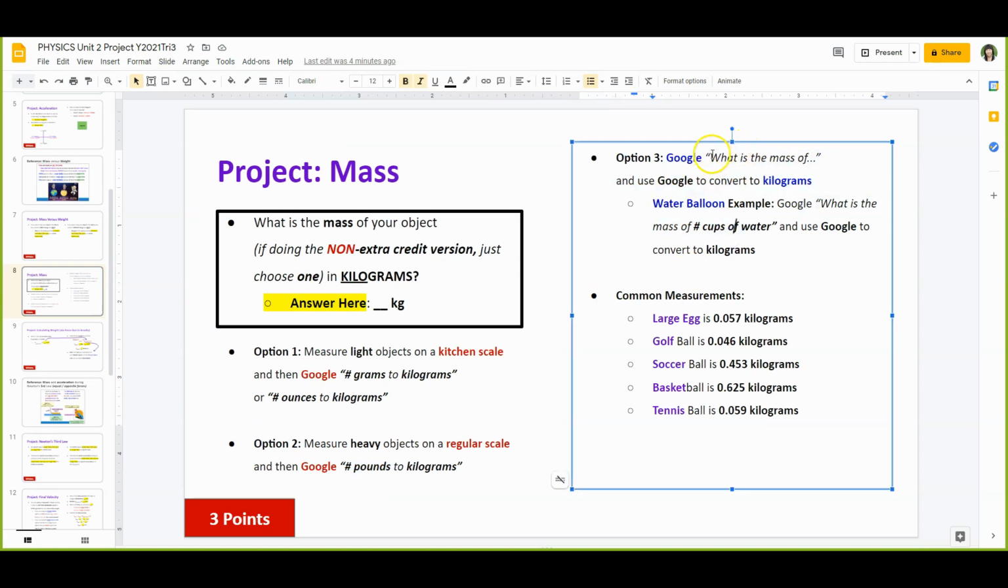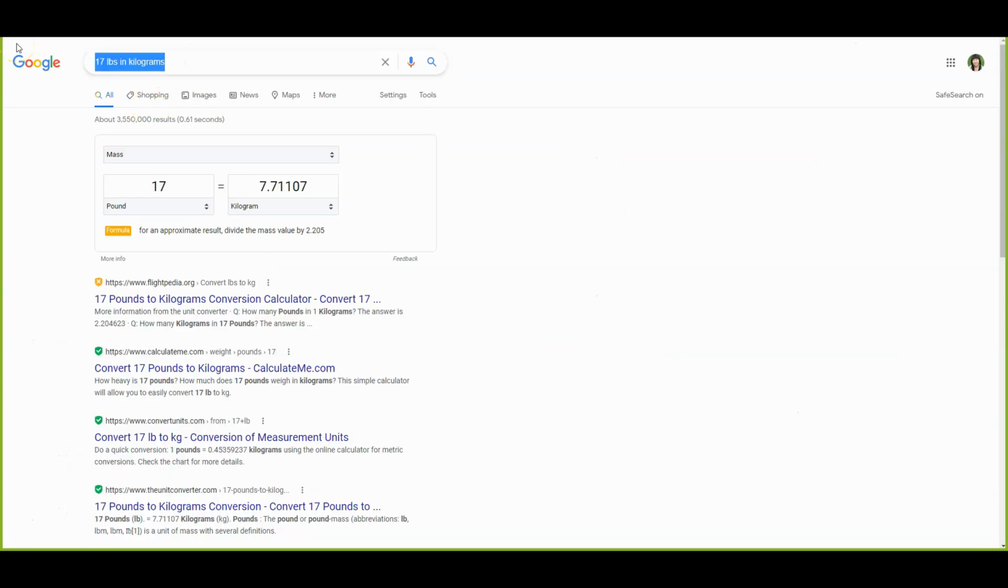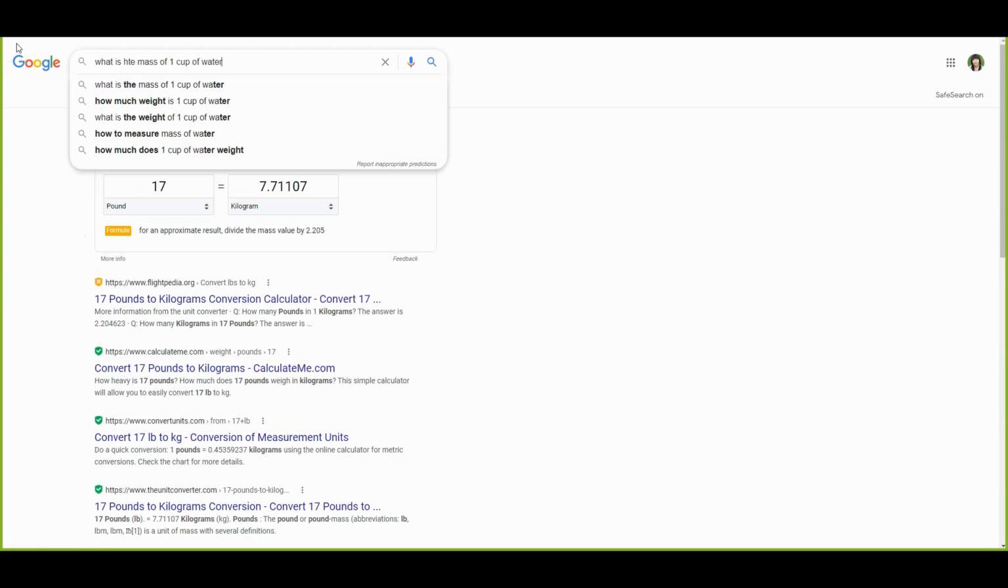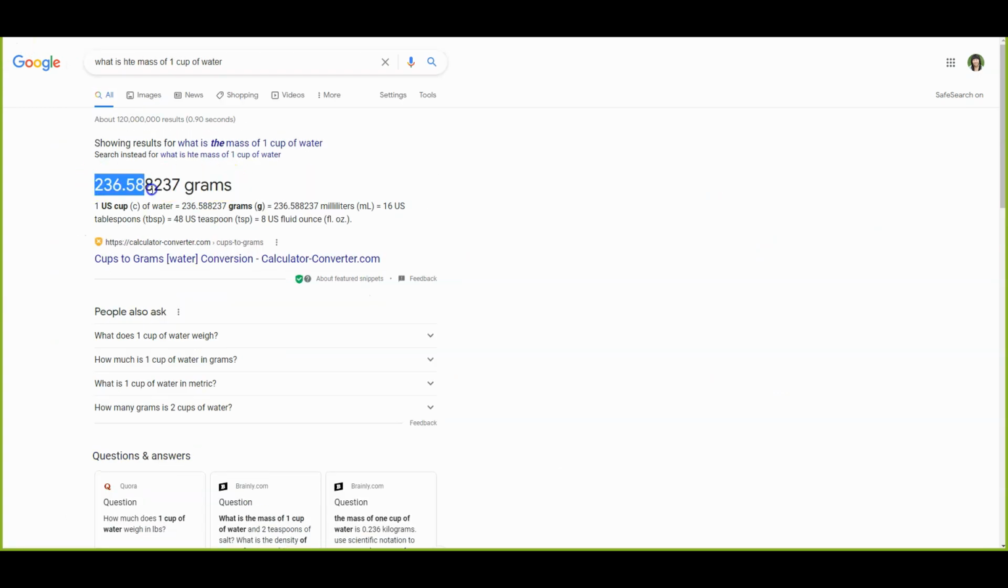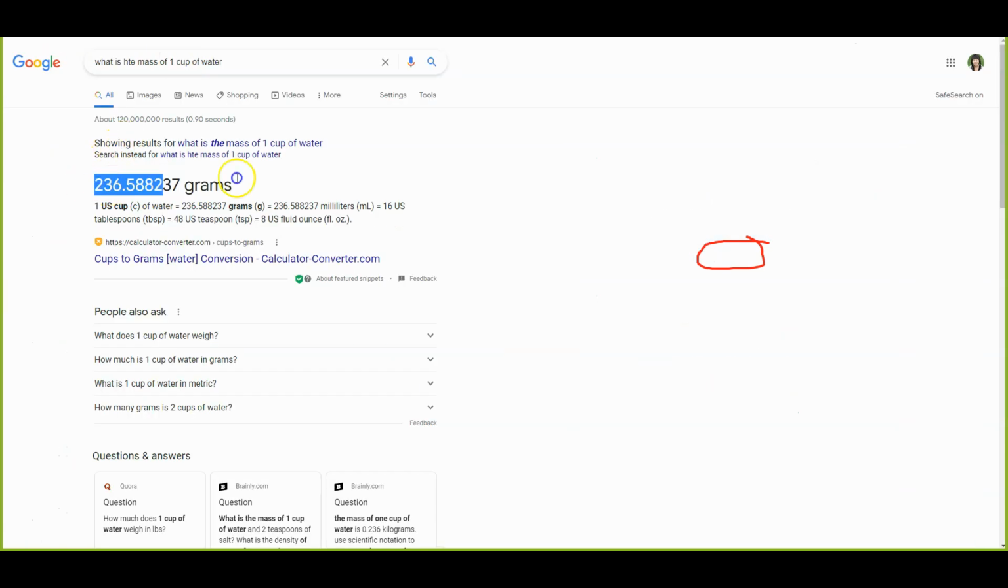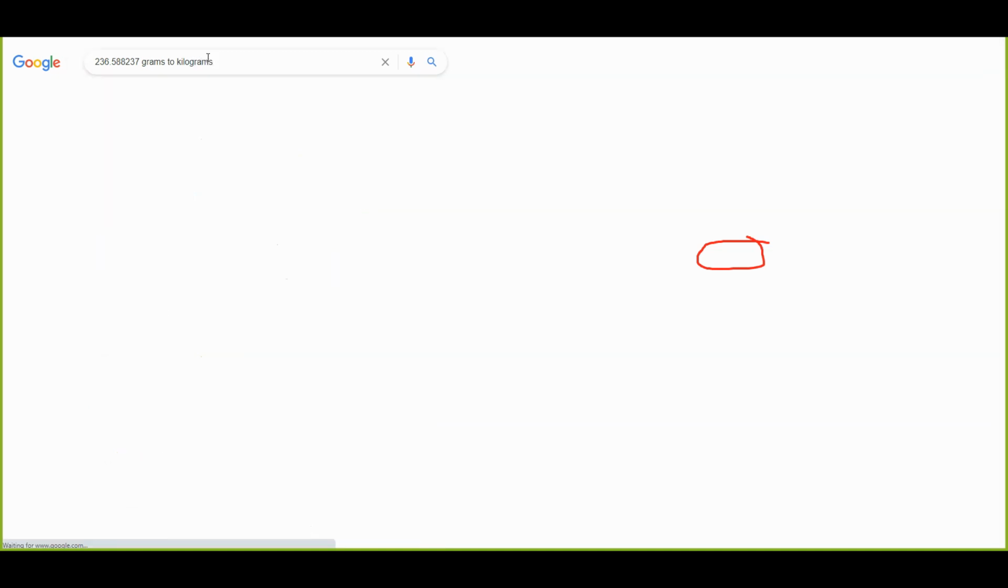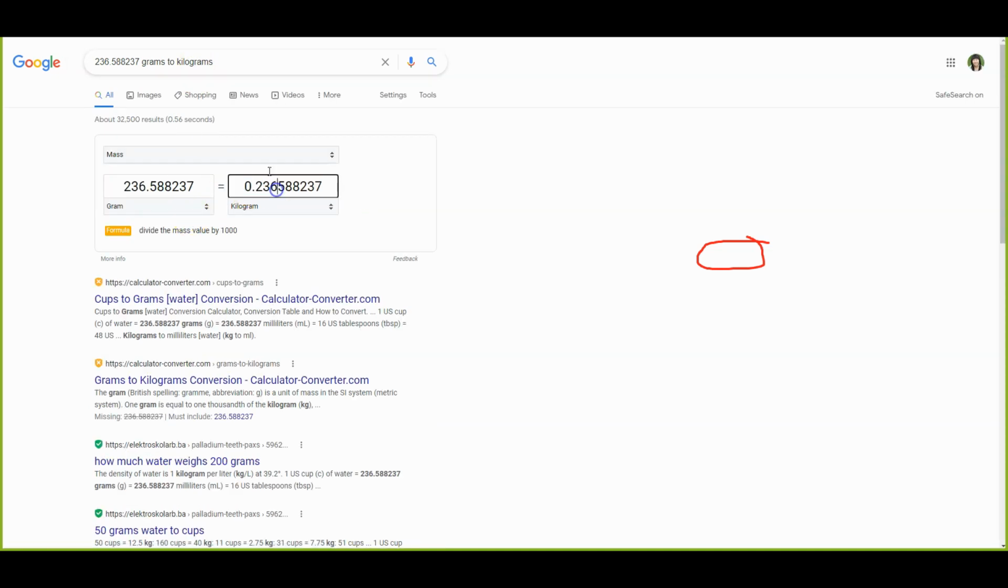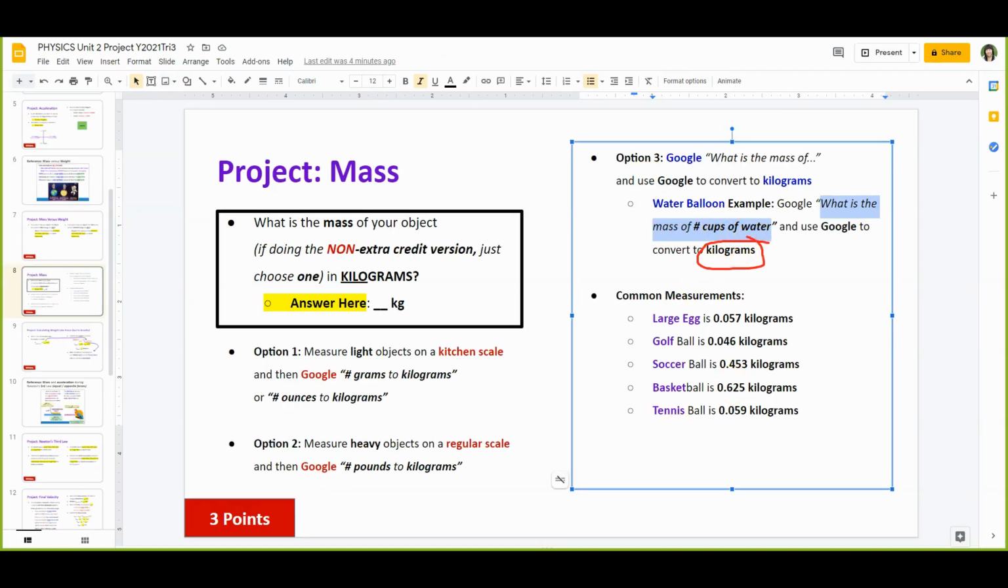Other options are you can just Google what is the mass of something, right? So for example, if you have a water balloon and you put 1 cup of water into the water balloon, you can Google what is the mass of 1 cup of water, and it'll tell you right here in grams, right? So 236.5888 grams. Again, I do need it in kilograms though, so you'd still want to use Google to convert it to kilograms. So you can take this number and convert it to kilograms. Okay, and so that would be 0.236. Okay, so that's another option.